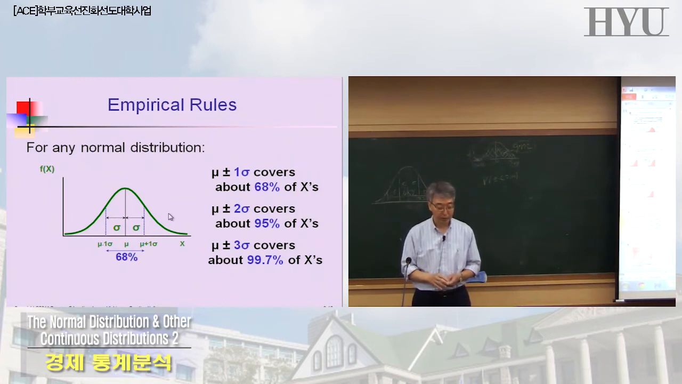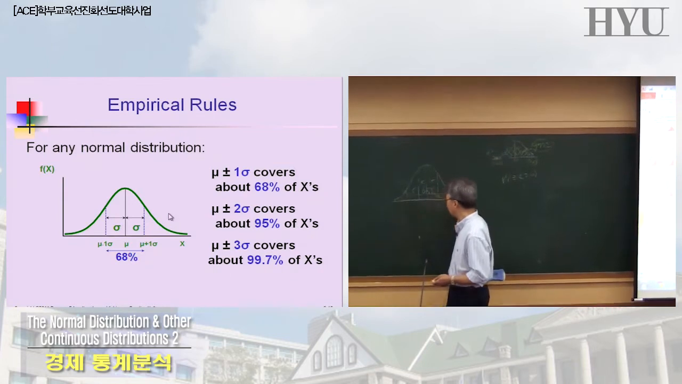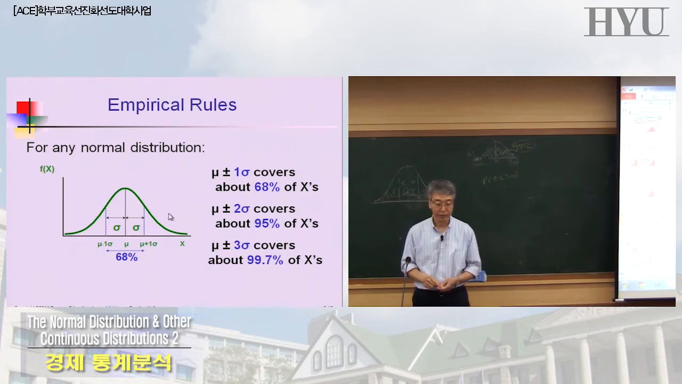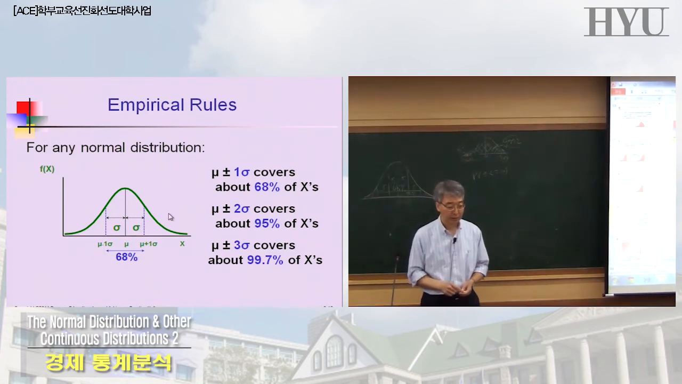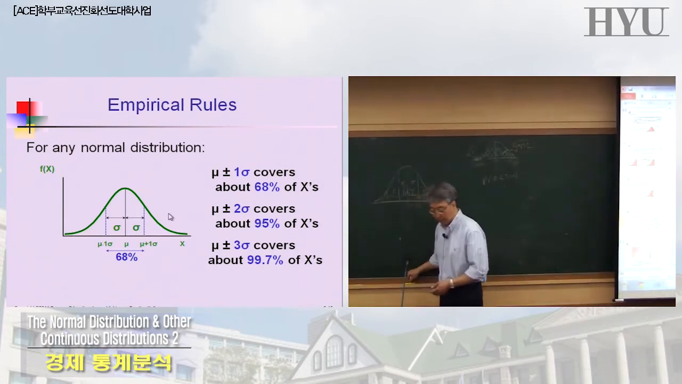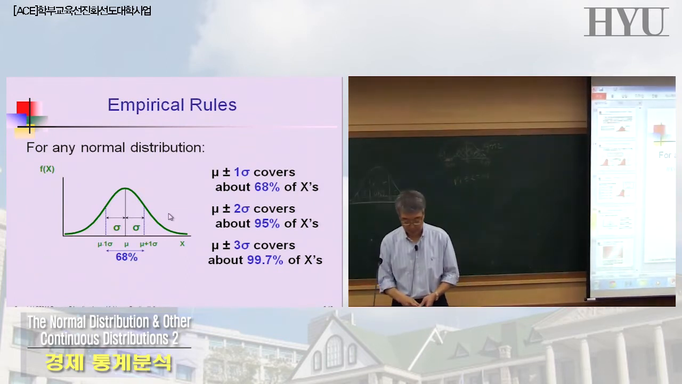Okay? So if you have any particular number that is outside, then we typically consider those numbers outliers: extremely small, extremely large, an unusual observation. So that's the empirical rule. Okay?